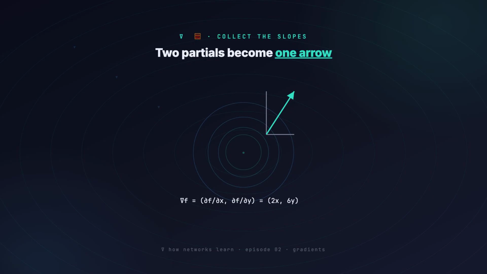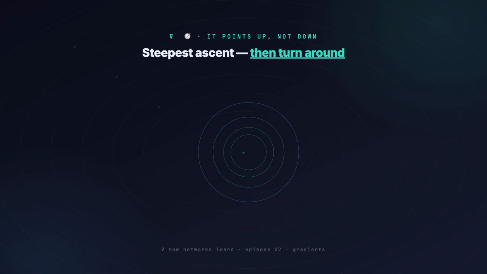And here's the payoff that's easy to miss. That arrow doesn't just live on the axis. It points in the single direction where the surface climbs fastest, combining both partials at once. Here is the misconception that costs people the most, that the gradient points downhill toward the minimum we're chasing. It does not. The gradient points uphill toward steepest ascent. Every arrow you will see in tonight's figure stabs away from the valley toward higher ground. We want to go down, so in training we step in the opposite direction.